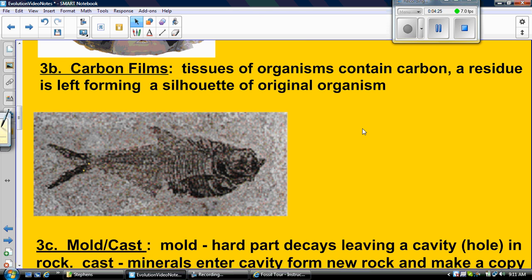Okay, so this is kind of like if you ever take paper that's really thin and you take some charcoal like you use in art, and you can put it on a gravestone and etch it on that paper. That's kind of what a carbon film is. Sometimes that happens and you can leave this. This isn't actually the remains. It's kind of like an imprint of an outline of the fish on the rock. So that's what a carbon film looks like.